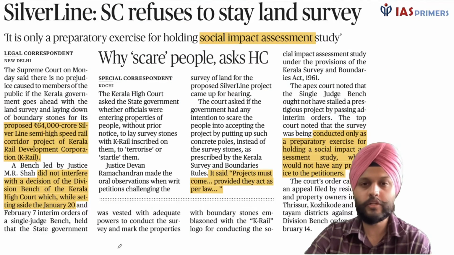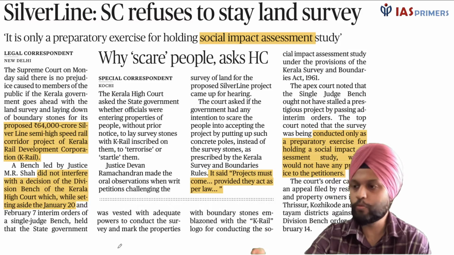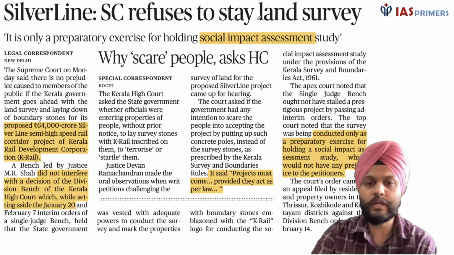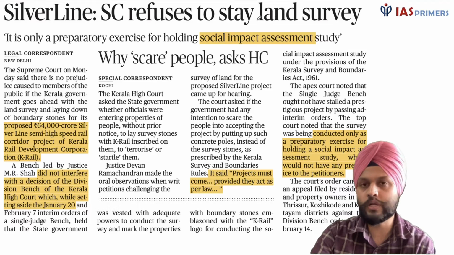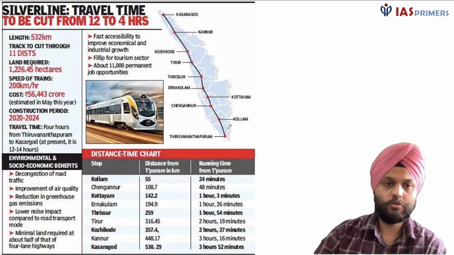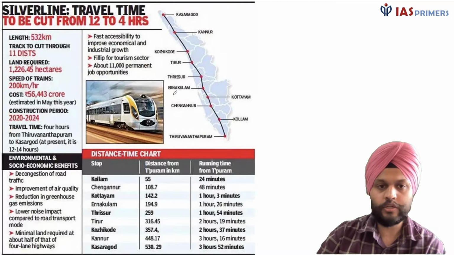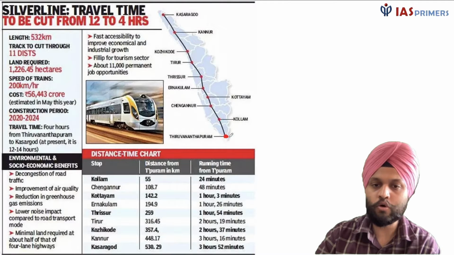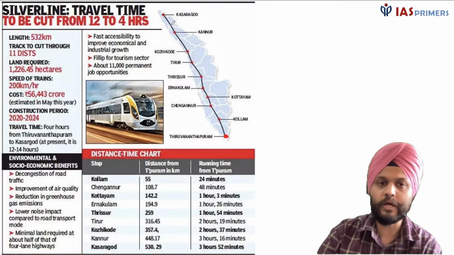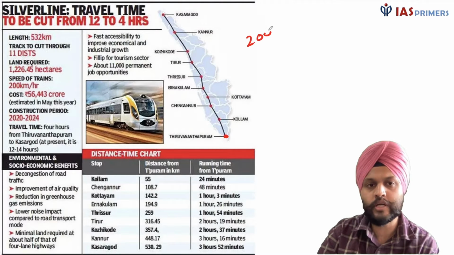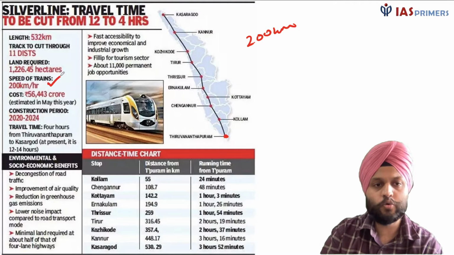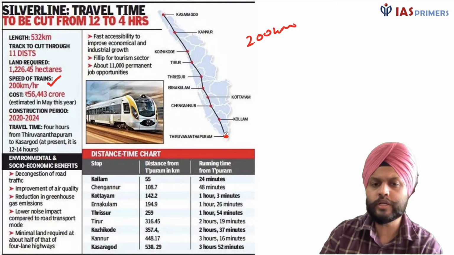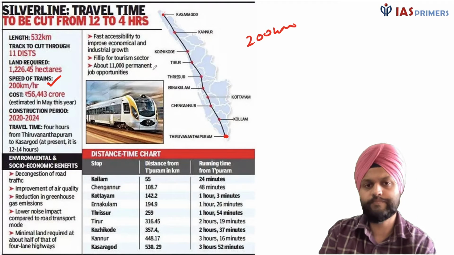Silverline, this has been there in the news. I hardly cover it because I've done this 2-3 times. So Silverline: Supreme Court refuses to stay land survey. Let us see what this Silverline project is. This is the Silverline project, introduced by the present-day government of Kerala, and they say that all the major cities of Kerala will be connected by a high speed rail which can go up to 200 kilometers per hour, and then in a time frame of 4 hours one can reach from one corner of Kerala to the other.